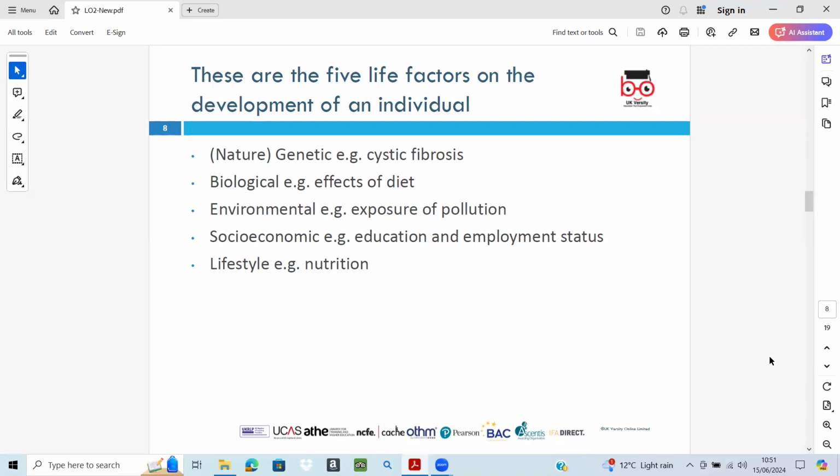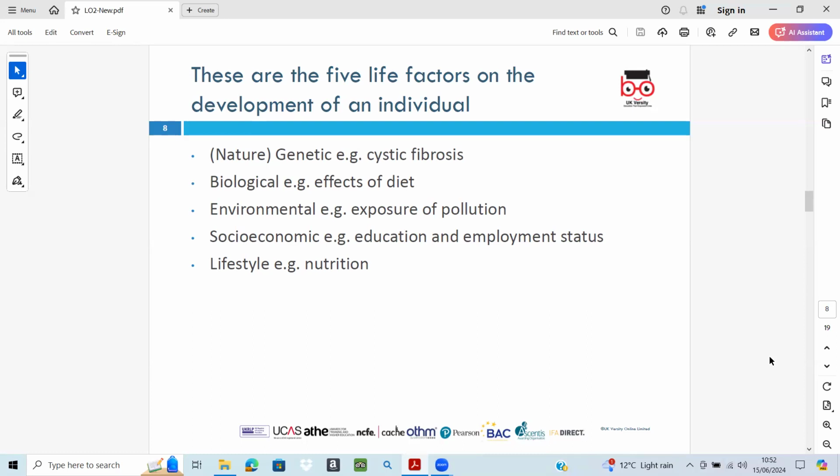Then we have environmental factors. Environmental factors involve the physical surroundings of an individual, and we can say pollution, housing conditions, and access to services are included in the environmental factors. We have an example of exposure to pollution. Air pollution, water contamination, and exposure to hazardous substances can have significant health impacts.